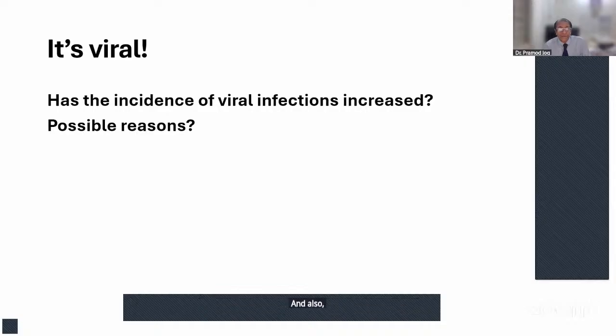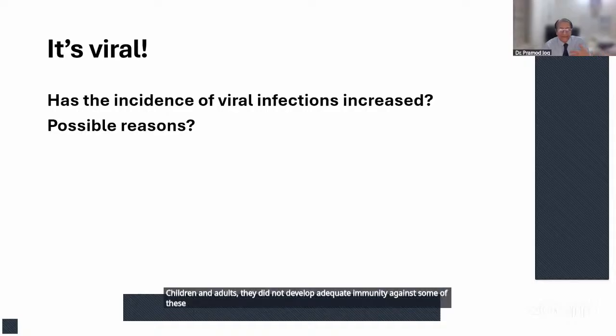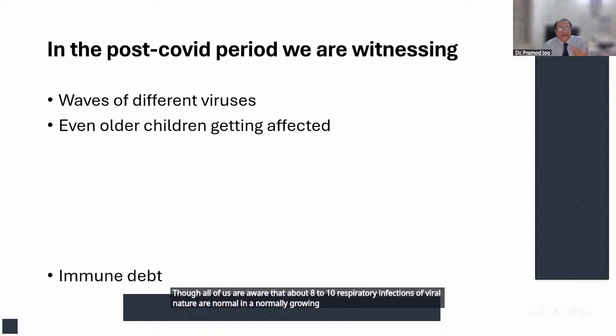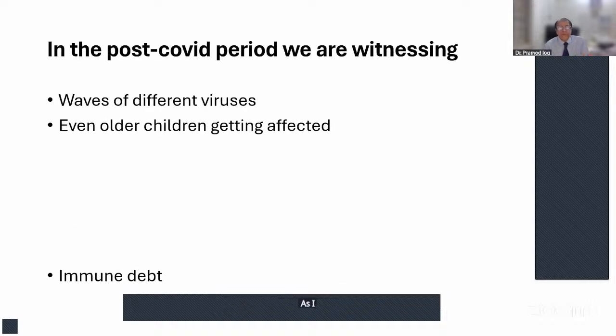And also there is something like immune debt, where during COVID, children and adults did not develop adequate immunity against some of these viruses. And that's why in our OPDs, we are able to see so many recurrent respiratory infections. Though all of us are aware that about 8 to 10 respiratory infections of viral nature are normal in a normally growing child. And as I said, we have seen waves of different viruses making their presence after COVID, particularly like hand, foot, mouth disease, sometimes RSV, sometimes adenovirus.